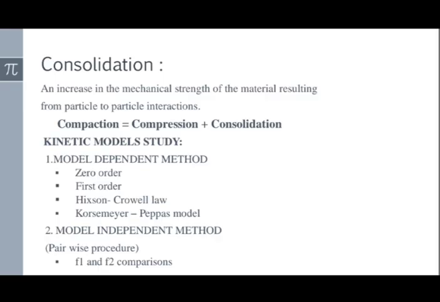Kinetic model study. First, the model dependent method. Second, the model independent method. The model dependent method consists of zero order, first order, Higuchi, Hixson-Crowell law, and the Korsmeyer-Peppas model. The model independent method consists of the pairwise procedure, and F1 and F2 comparisons.